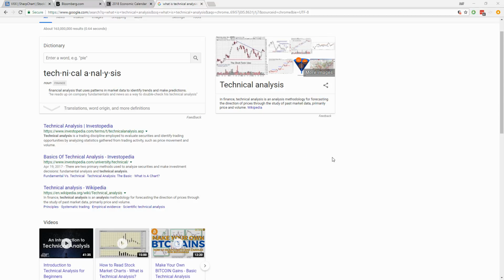Both are talking about charts, right? Let's go Investopedia. They know everything, right? Technical analysis is the trading discipline employed to evaluate securities and identify trading opportunities by analyzing statistics gathered from trading activity, such as price movement and volume. Interesting. They don't use the word predict here. They don't use the word forecast here. What do they use? They use analyzing statistics gathered from trading activity.